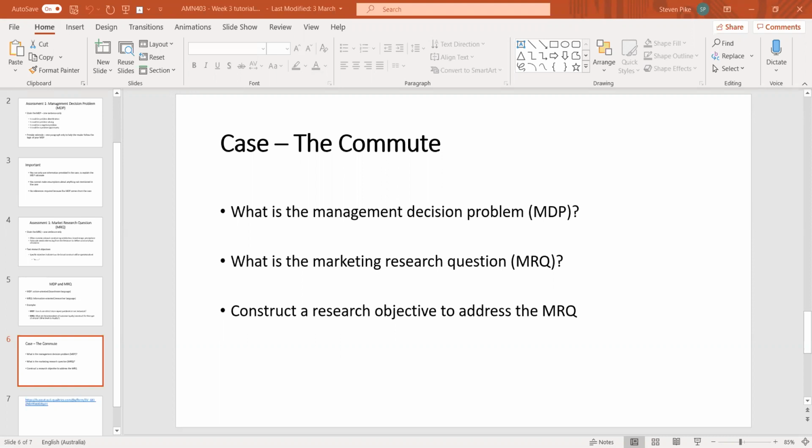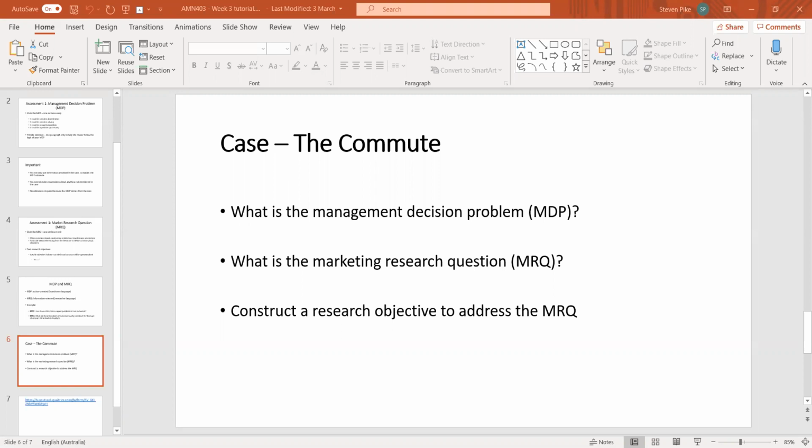You might come up with an MRQ that's around what makes readers satisfied with a newspaper. In that case, the construct would be satisfaction. So again, in your assessment for the MRQ, you'd have a brief paragraph with a rationale explaining why it's the construct of interest, and then a definition from the literature, because then once we have a definition of satisfaction, that then helps us to measure it.